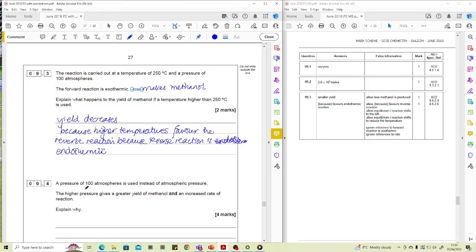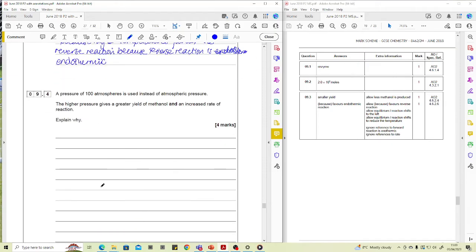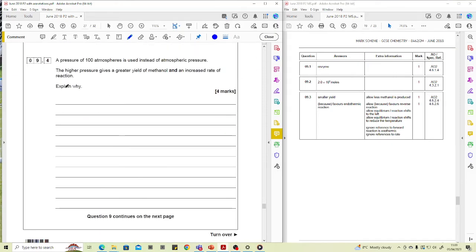There you go. So, a pressure of 100 atmospheres is used instead of atmospheric pressure. The higher pressure gives a greater yield of methanol and an increased rate of reaction, and we are going to keep these separate, yield and rate separate in the answer. Okay, and explain why. So what should we do first? Let's do yield first. So 100 atmospheres instead of atmospheric pressure.